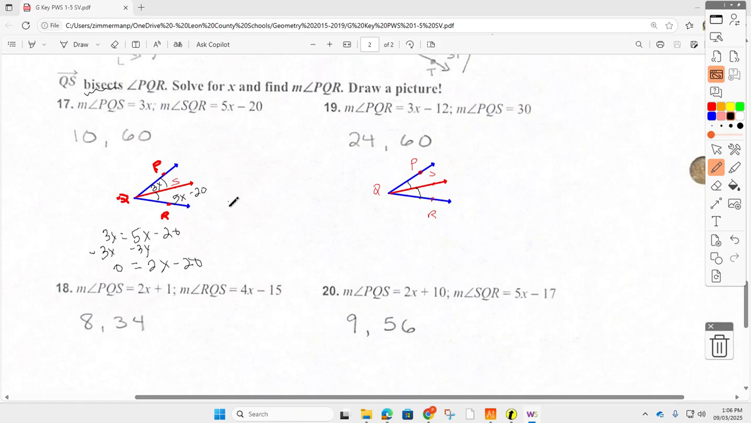I ran out of room, so I'm going to move up here. I'm going to add 20 to both sides. So 20 equals 2x. I'm going to divide both sides by 2. And now I know that x equals 10. So that is the first part that they asked me to do.